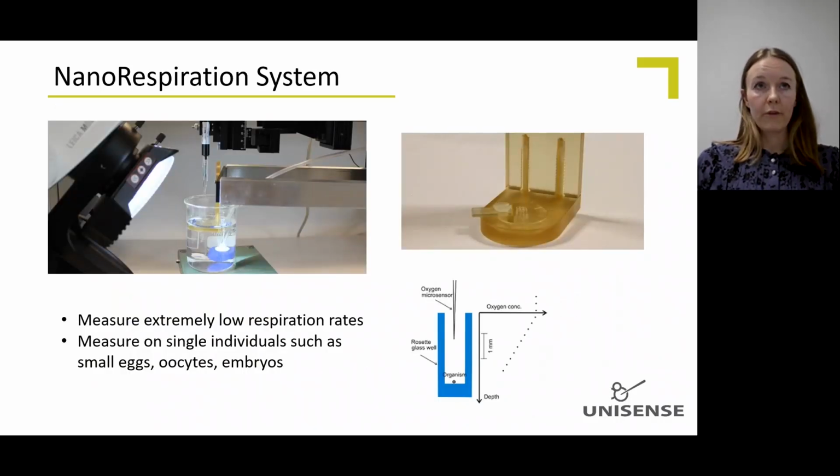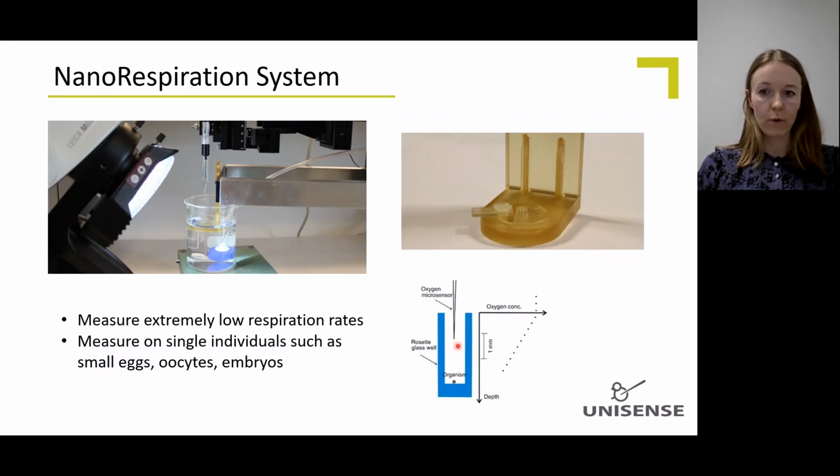I will just briefly introduce you to another system called the nanorespiration system, and that system is used for measuring extremely low respiration rates of small organisms. And with this system, you can measure rates on single individuals, such as small eggs, oocytes, and embryos. And the measurement is done by positioning the organism in a small well, and then you measure the gradient down towards it. And the oxygen consumption rate is then determined from the slope of the profile you measure.